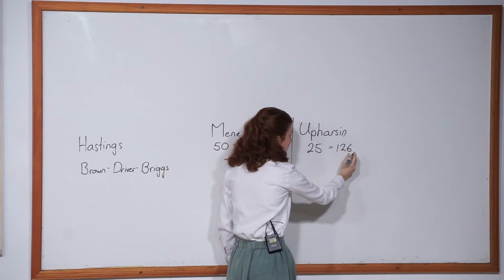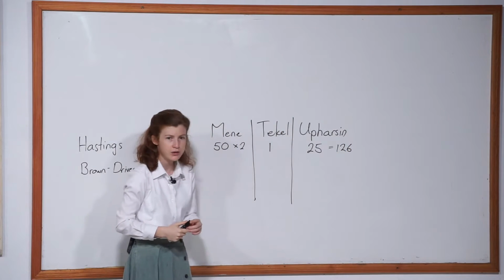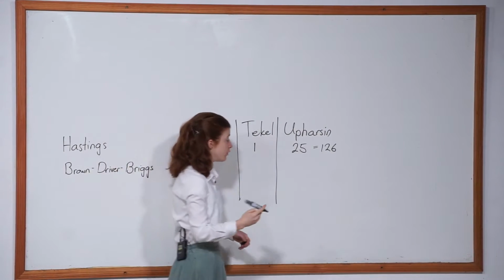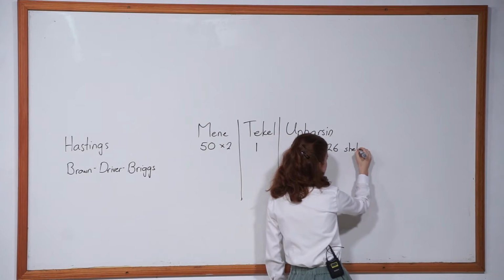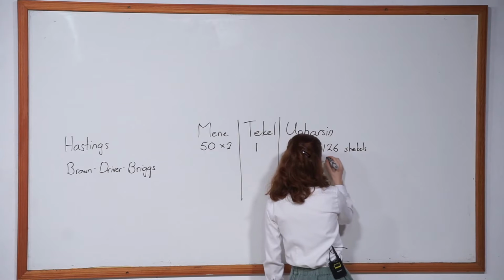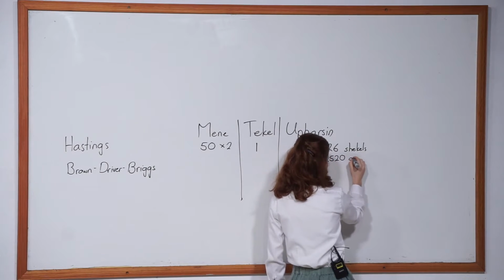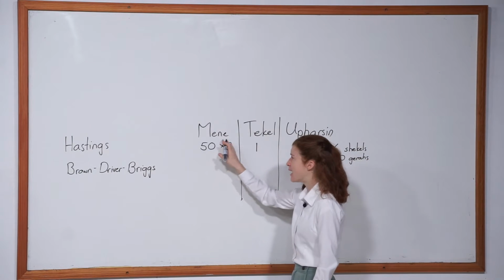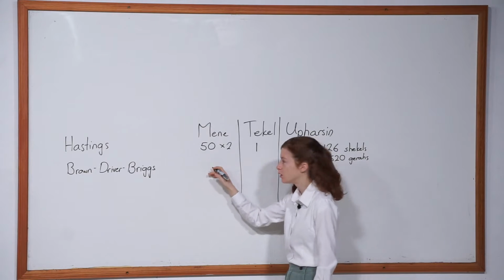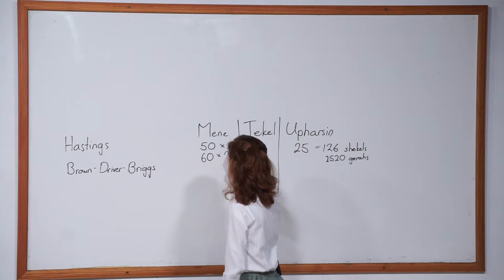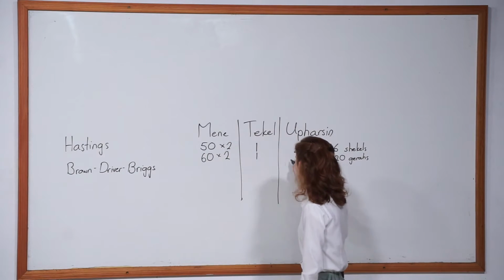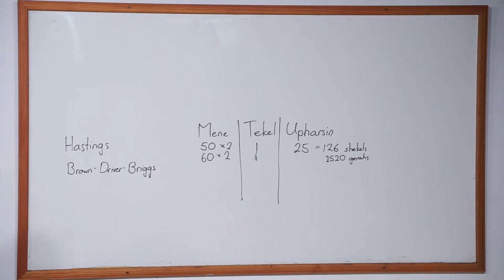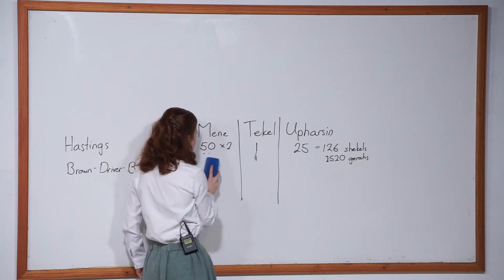And in this calculation, you end up with 126 shekels. When you convert it to gerahs, it is 2520. In some regions, the Mene isn't equal to 50 shekels, but 60. You would have to adjust your values.